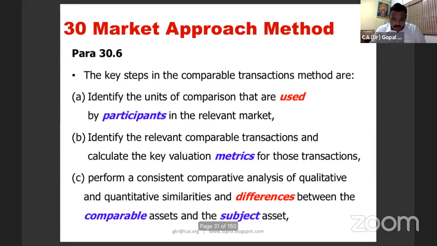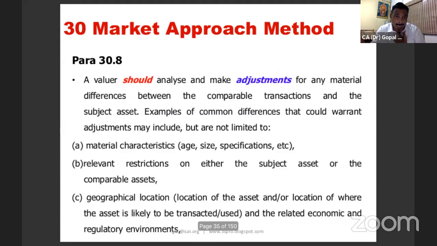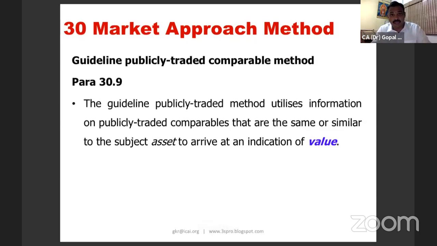Now, I will take you to 30.9. What is the guideline publicly traded comparable method? The guideline publicly traded comparable method utilizes information on publicly traded comparables that are the same or similar to the subject asset to arrive at an indication of value. Publicly traded means BSE, NSE, the stock exchanges. So that is why it's called publicly traded.